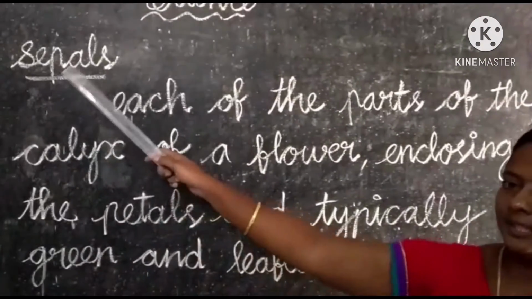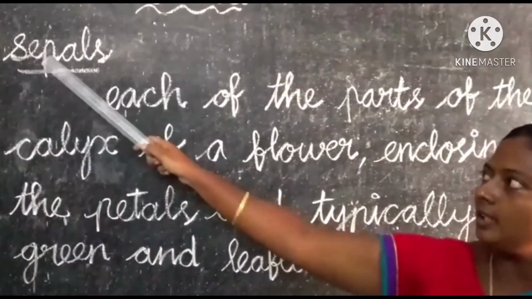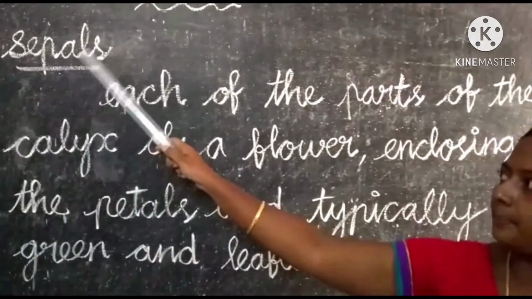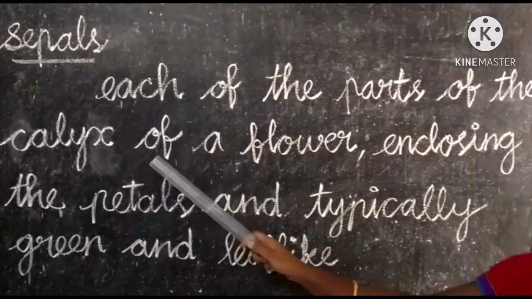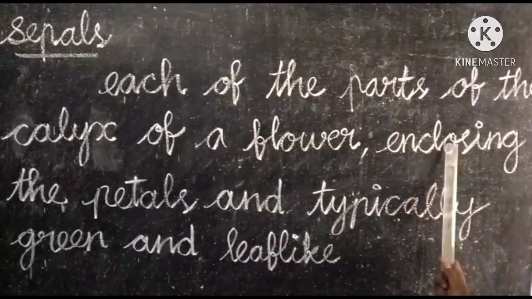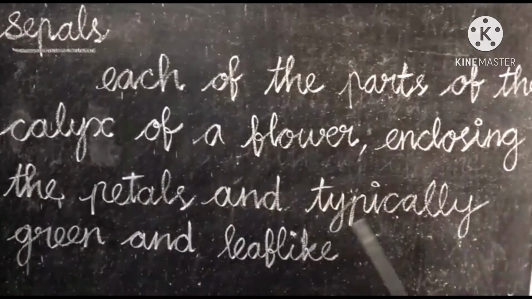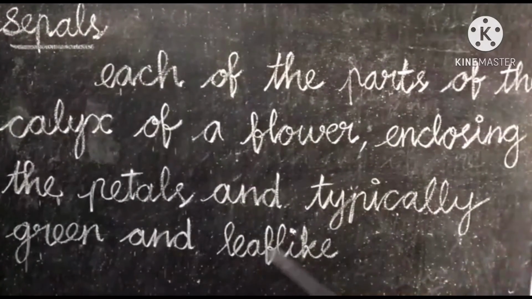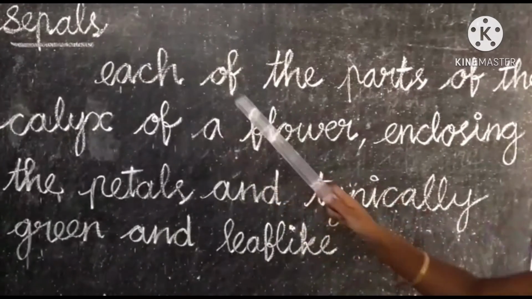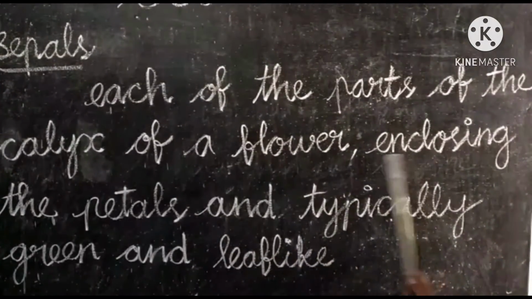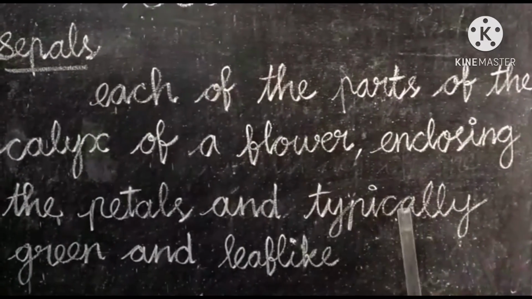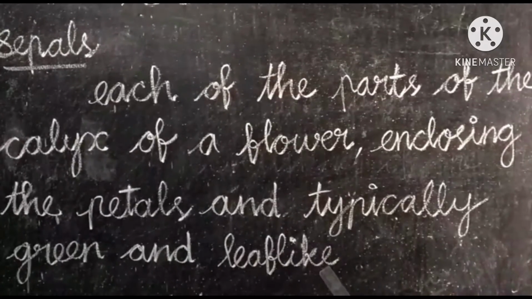Come on students, let's learn some new words and their meanings. Sepals. S-E-P-A-L-S. Sepals. Each of the parts of the calyx of a flower enclosing the petals, typically green and leaf-like.